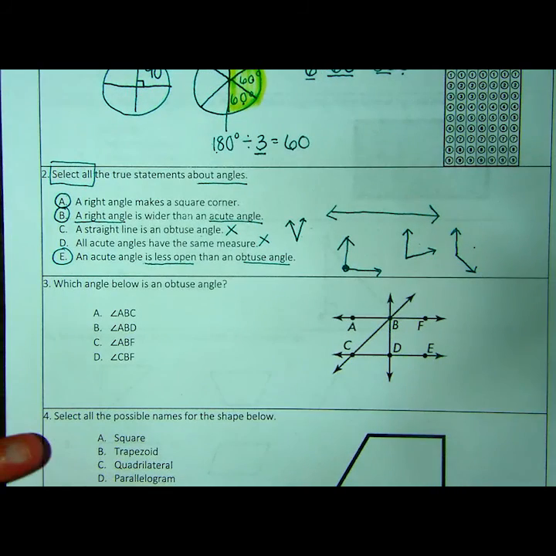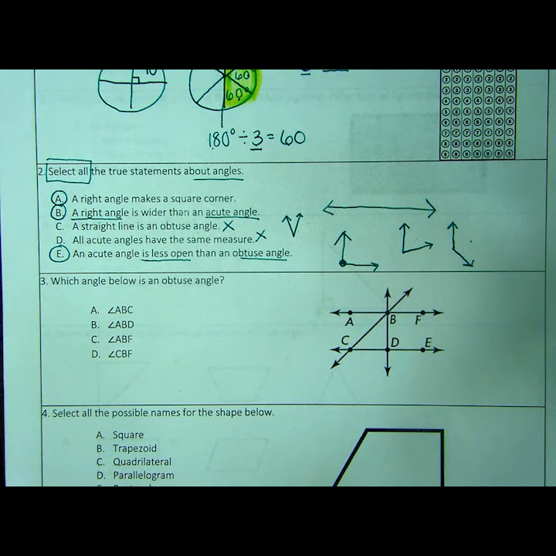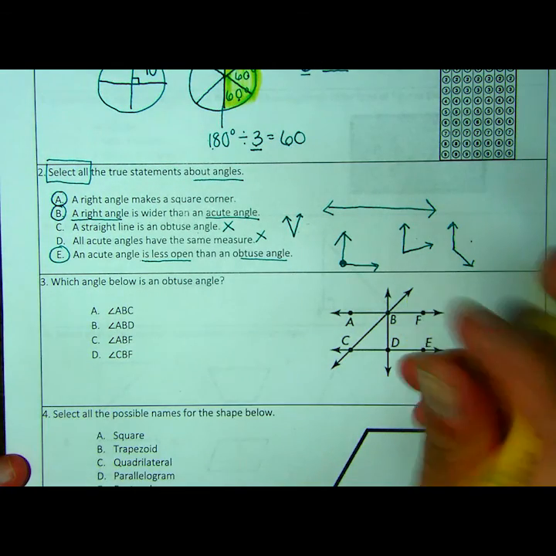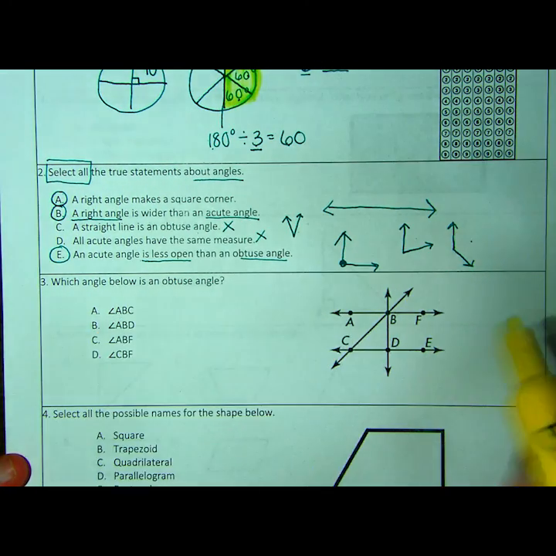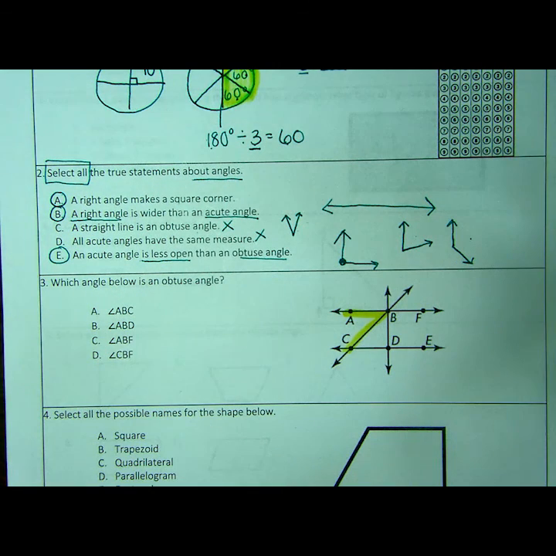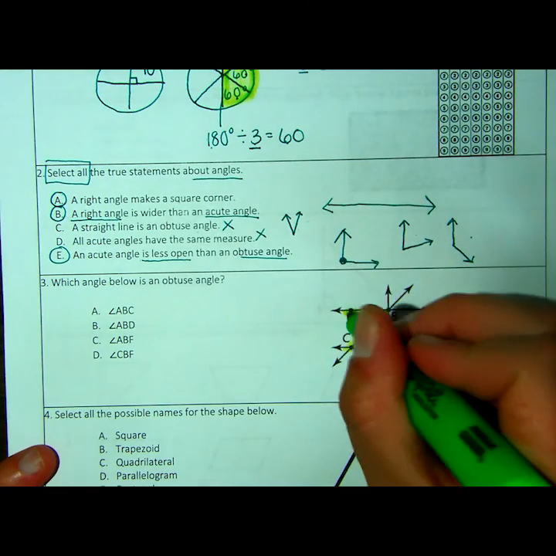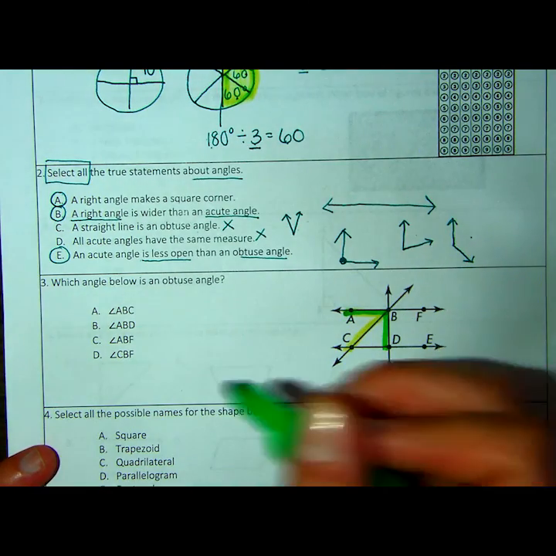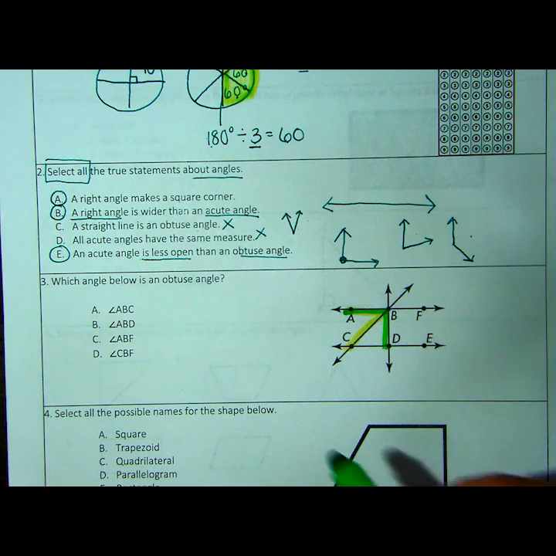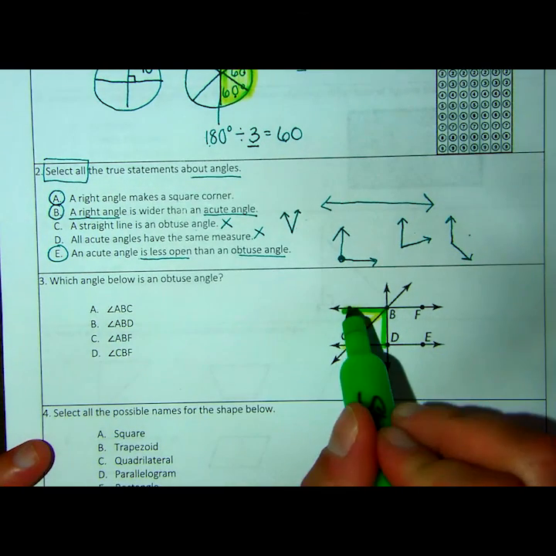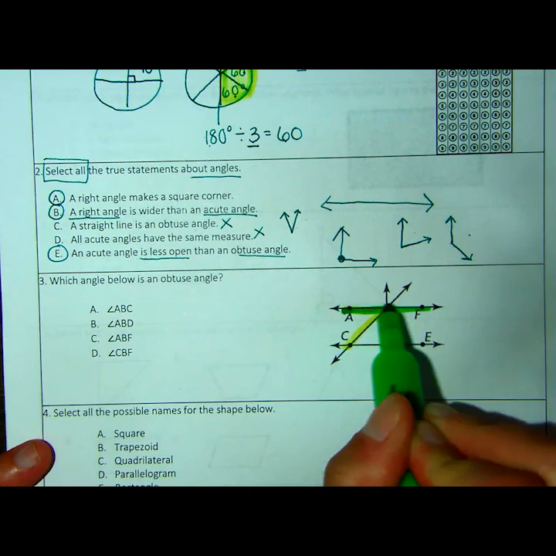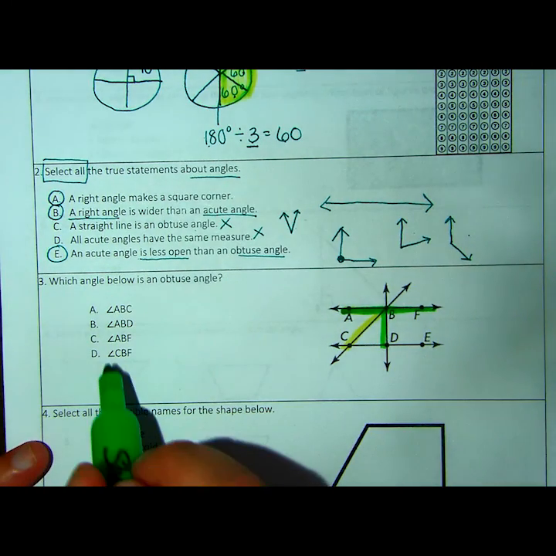Let's look at number 3. Which angle below is an obtuse angle? So what I would do, I would just look for each one and I would darken it. For this video, I'm going to highlight it. So ABC, that'd be ABC. That's not an obtuse angle, that's acute. Now let's look at ABD. Now I'm looking at this angle, ABD. That's a right angle, so that's not true. ABF. Well, that would be ABF. That's a straight angle. Let's look at CBF.